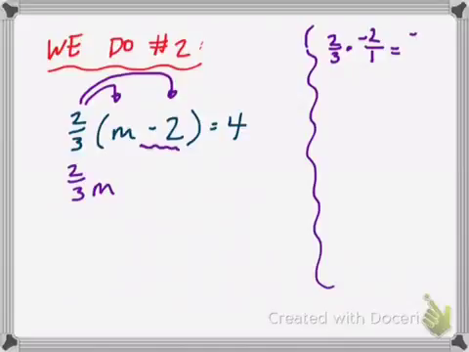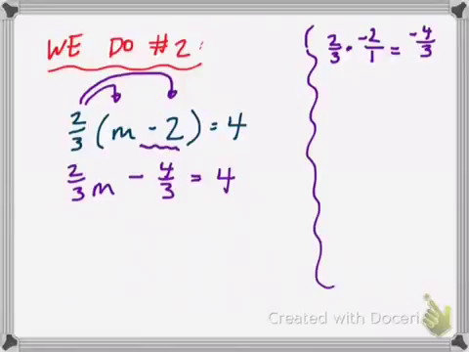2 times negative 2 I know is negative 4. And then 3 times 1 I know is 3. So negative 4/3. When I write it back over here, I write it as minus 4/3 because it's negative 4/3, so minus 4/3 equals 4. So now we have 2/3 m minus 4/3 equals 4.